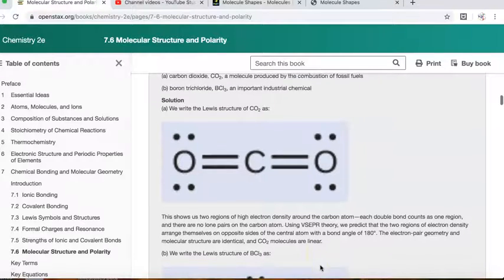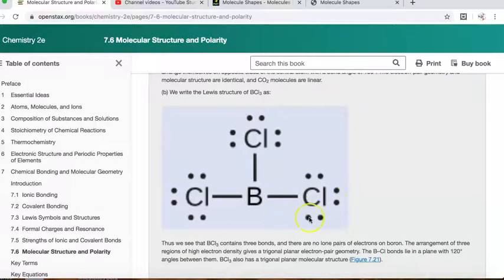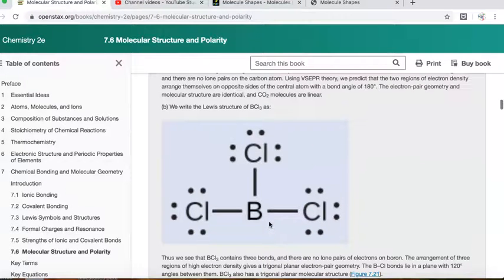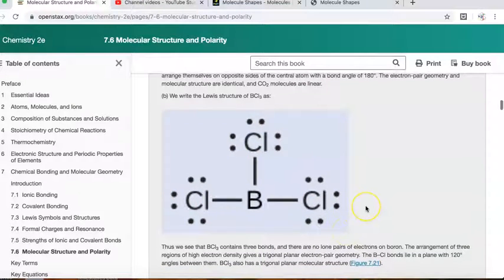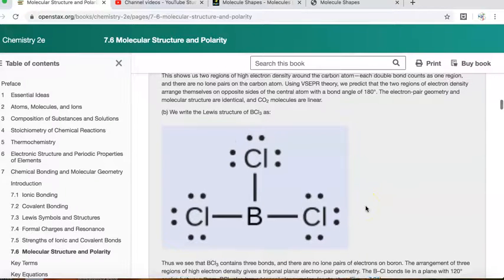Next, boron trichloride. Here's the Lewis dot structure for it. And so we have 3 electron pairs here. So its electron pair geometry should be trigonal planar, because if it's 2, it's linear. If it's 3, it's trigonal planar. If there are 4 electron pairs, it's tetrahedral. If it's 5, it's trigonal bipyramid. If it's 6, it's octahedral. That's something you have to memorize.